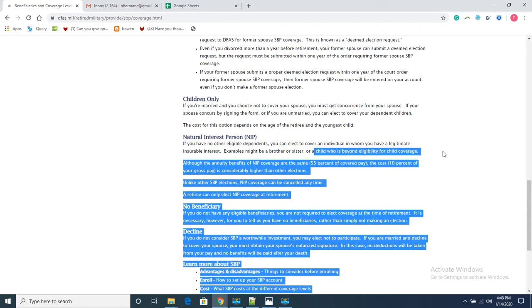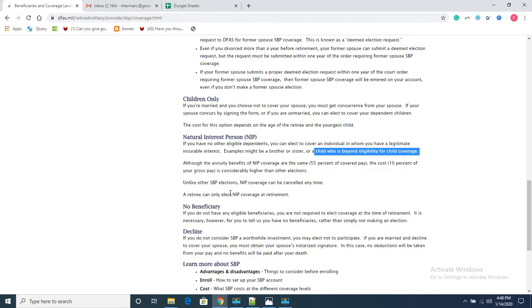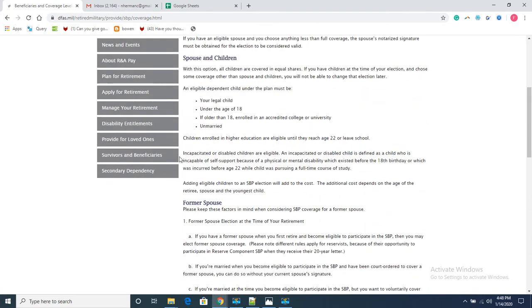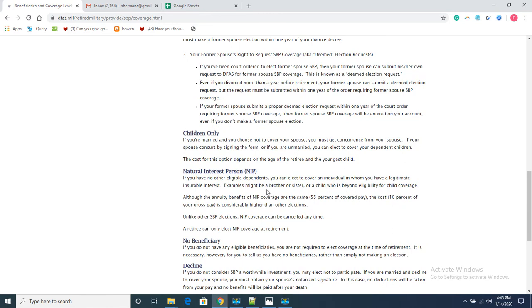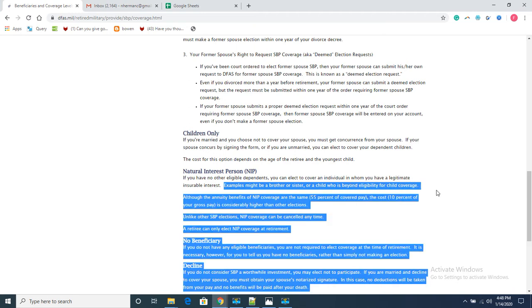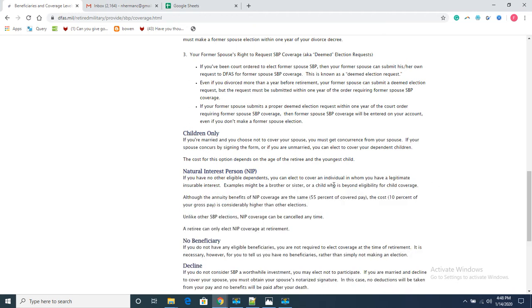Now, how could a child be beyond the eligibility for child coverage up here? Only if they're incapacitated or disabled. Now, it's kind of cumbersome how this is put together, and you have to use some deductive reasoning, but that's what it is. And if we go back here, we can see what they're getting at. I'm going to read this again. Examples might be a brother or sister or a child who is beyond eligibility for child coverage.